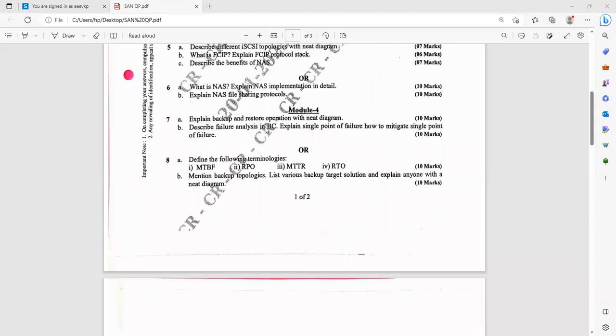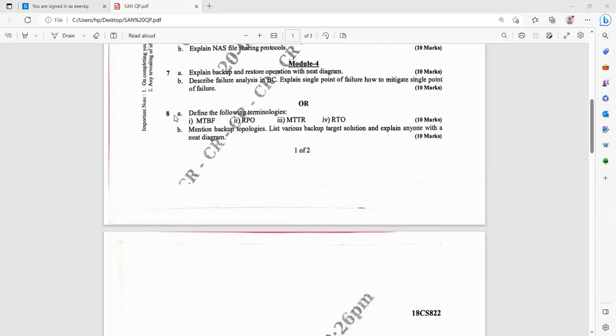Then explain backup and restore operation with neat diagram. Describe the failure analysis in BC. Explain the single point failure. How to mitigate the single point failure. Same thing I have mentioned in the question bank also. And another one is explain the terminologies. Explain with the technical diagram.